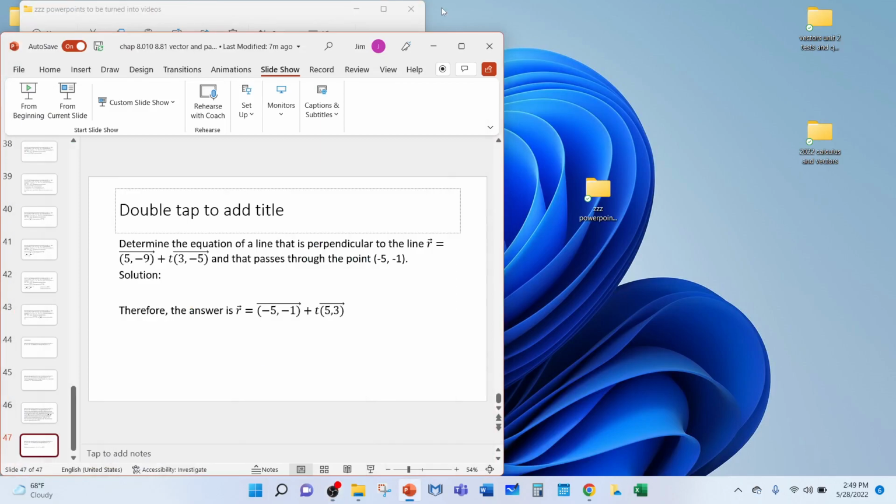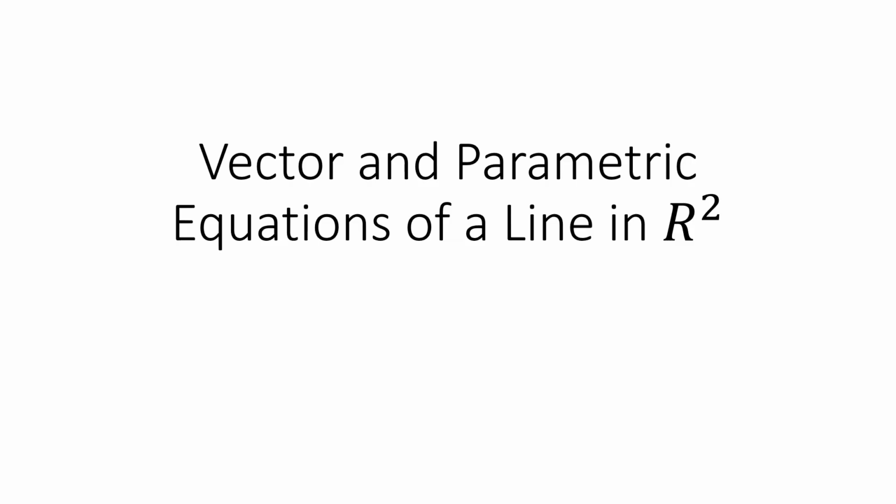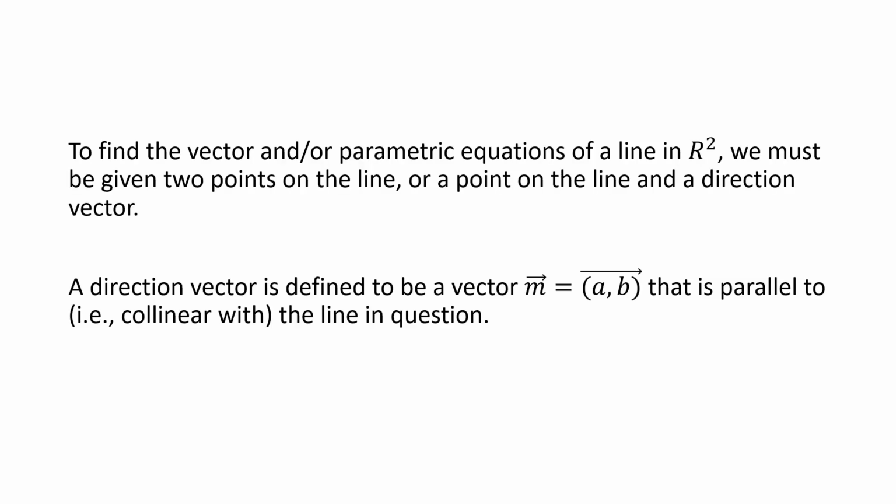In this video, we're going to talk about vector and parametric equations of a line in R2. To find the vector and/or parametric equations of a line in R2, we must be given 2 points on the line, or a point on the line and a direction vector. A direction vector is defined to be a vector, m equals ab, that's parallel to or collinear with the line in question.